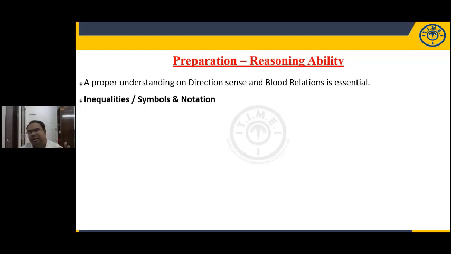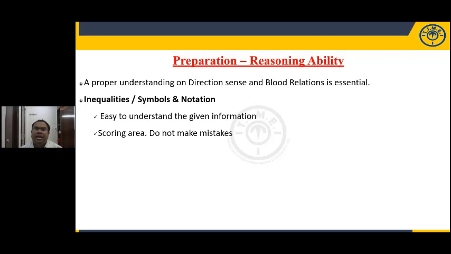Easiest in an entire paper: inequalities or symbols rotation. Do not lose marks here. So I am saying easy to understand, scoring area, you cannot miss out on symbols rotations.